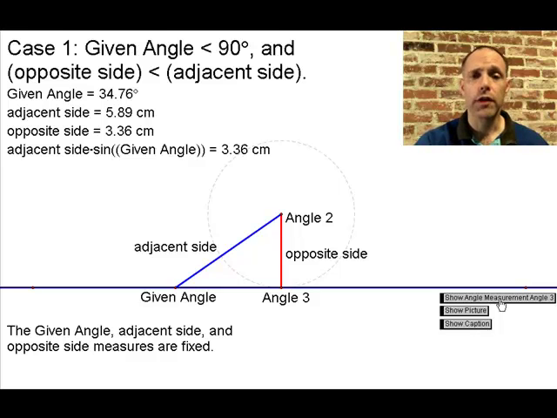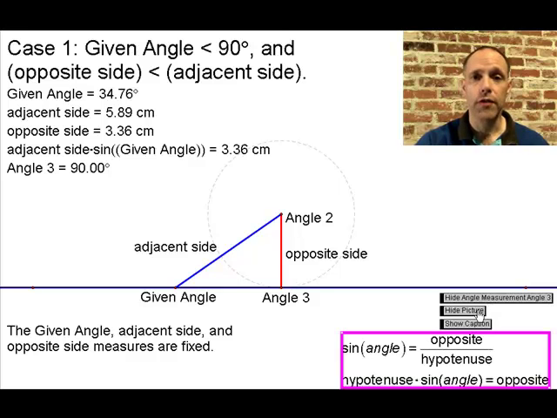Now, if you look carefully, you'll notice that there's a circle centered at angle 2, whose radius is the length of the opposite side of our triangle. It's also tangent to the baseline. So if we were to measure the angle at angle 3, its measure is 90 degrees. That means that our triangle is a right triangle, and our right triangle trigonometry will work to finish solving this triangle.